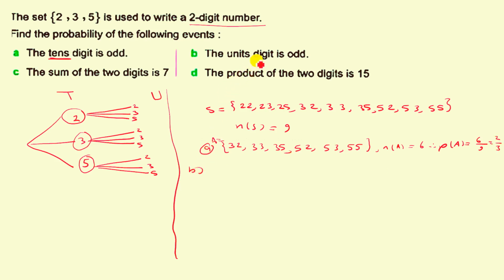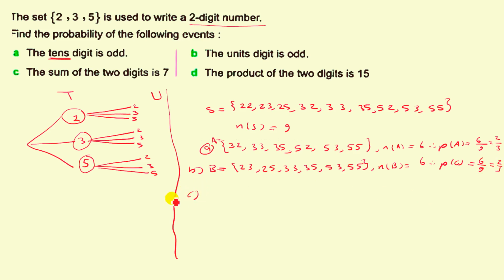Letter B, the units digit is odd. هنبص على السامبل سبيس اللي عنده اليونتس إيه odd. اليونتس odd 22 اليونتس even، 23، 25، 33 35، 53 55. ده اللي عنده كله إيه اليونتس is إيه odd. How many elements؟ هنعدهم 1 2 3 4 5 6 elements. What is the probability of B 6 over 9 which is equal to 2 over 3.